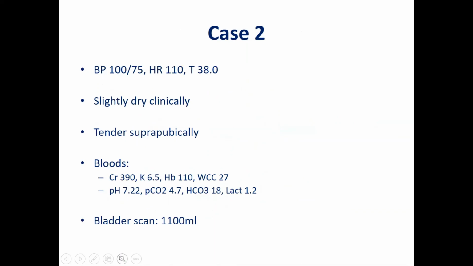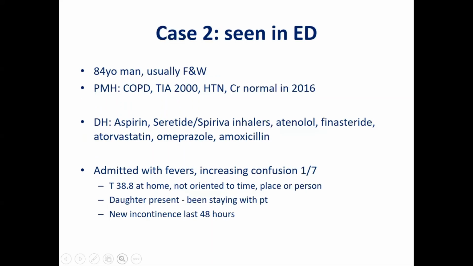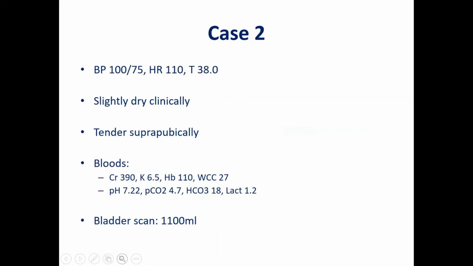He's a bit dry clinically. He's got a bit of tachycardia and he's pyrexial. He's tender suprapubically, and his bloods show a creatinine of 400. I can't remember if I told you a baseline. Let's assume, oh yes it is, his creatinine was normal in 2016. He's got a potassium of 6.5 and he's got a metabolic acidosis.